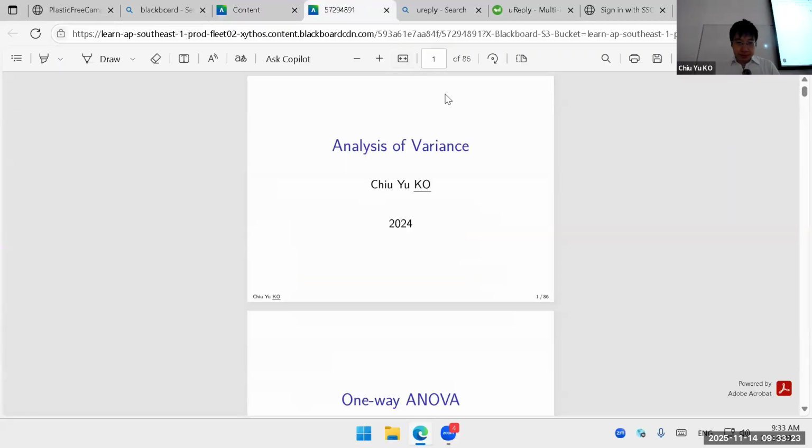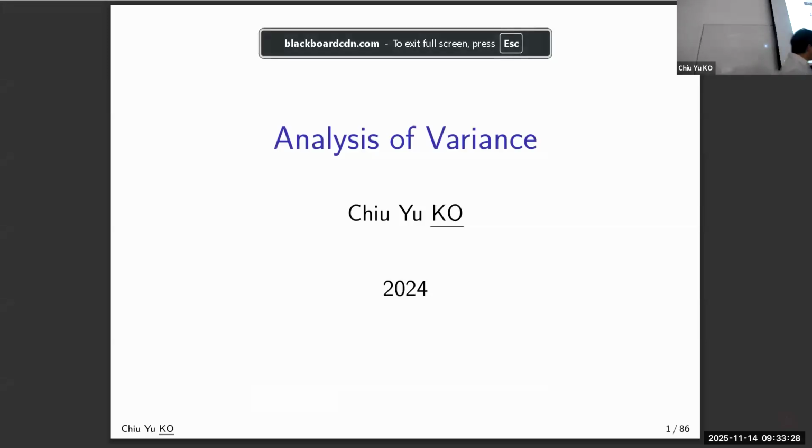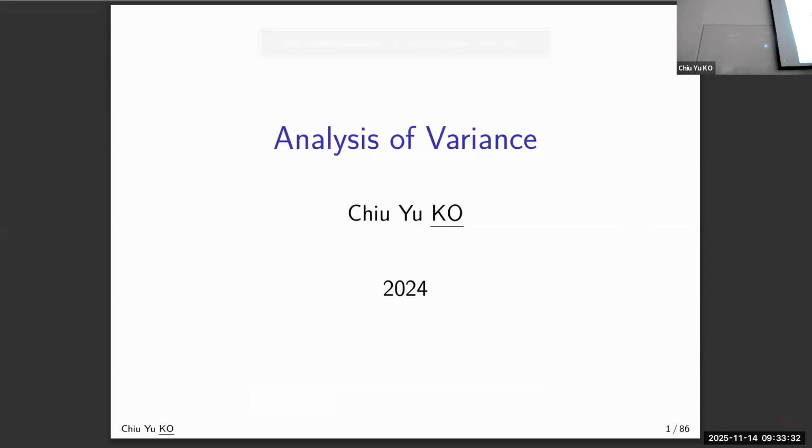So, the goal today is to finish this ANOVA and start with our regression. So we only have 3 classes left. The last week we will do a review and then exam, right?